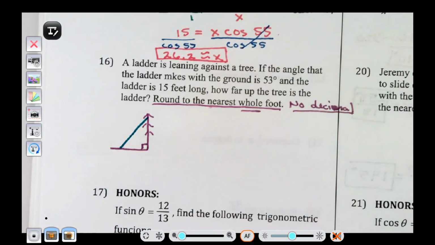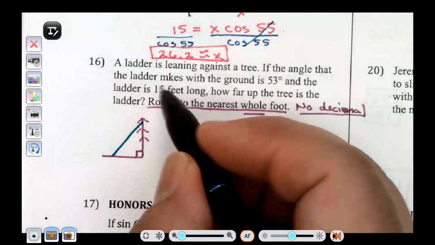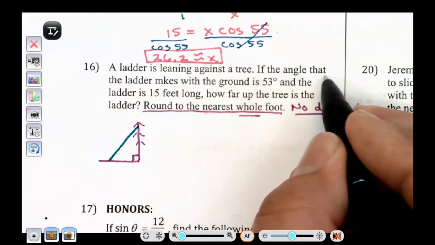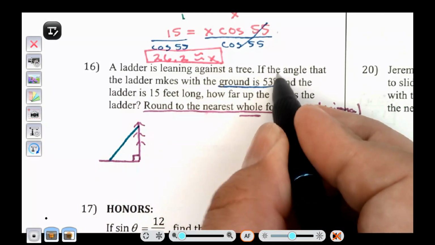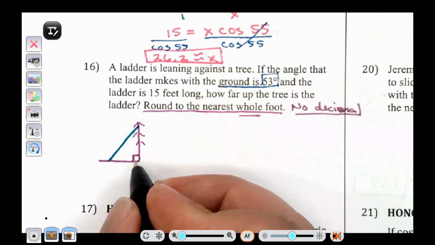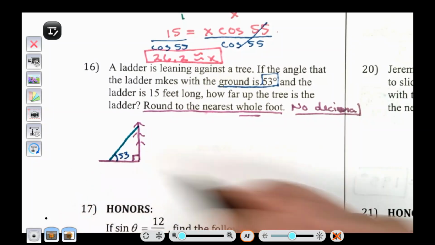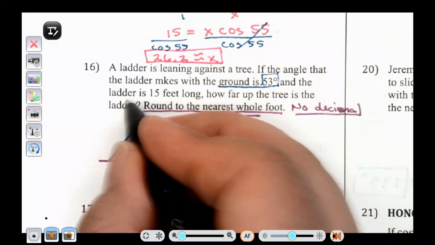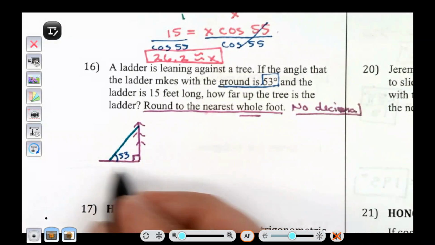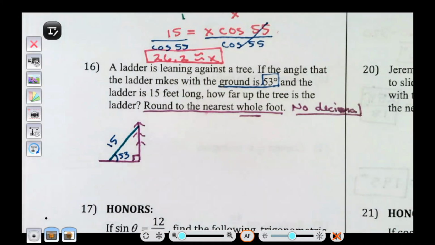Okay, so we're gonna read the problem again, and we're gonna put information where it belongs. So it says, a ladder is leaning against a tree. If the angle the ladder makes with the ground is 53 degrees. Well, we know it can't be that one, that's 90. So there it is. This is the one that has to be a 53. They said it's on the ground. And the ladder is 15 feet long. Well, again, the ladder is not the ground. This is the ladder right here. So there's my 15 feet.